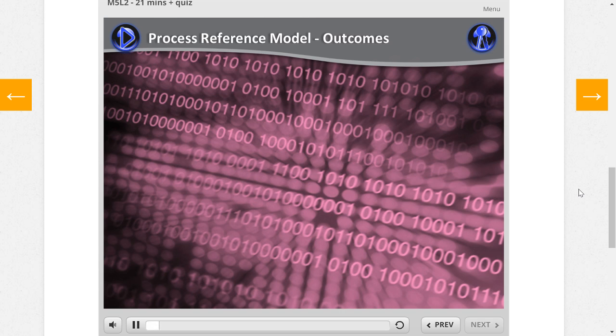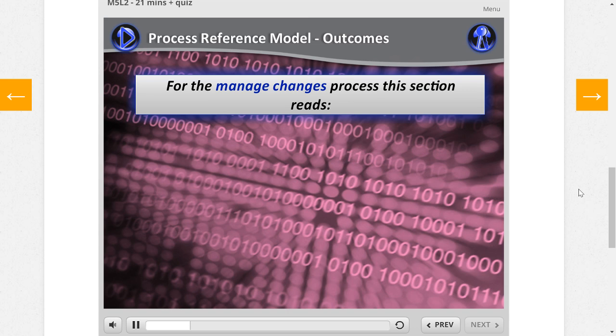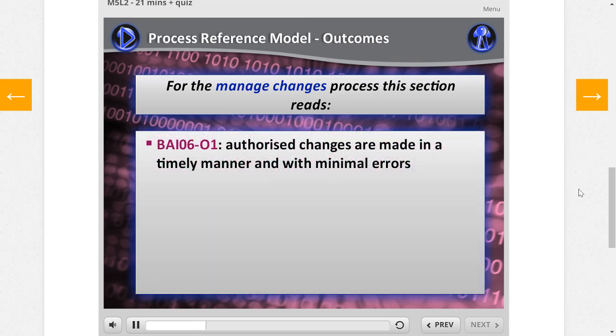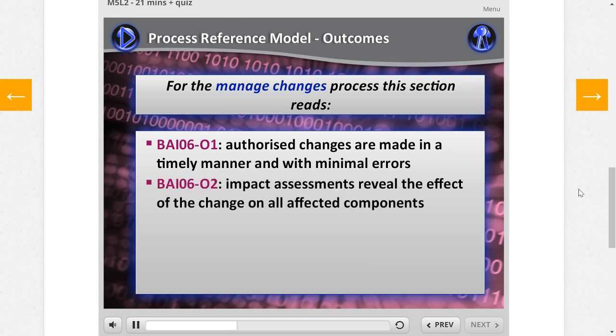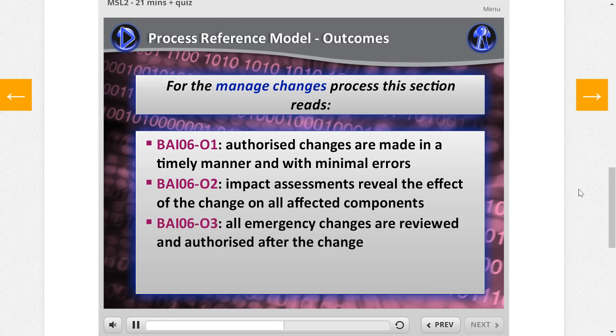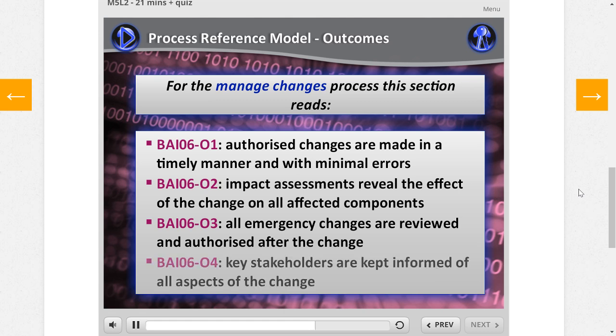The first section of the process reference model is outcomes. For the Manage Changes process, this section reads BAI 06-01. Authorized changes are made in a timely manner and with minimal errors. BAI 06-02. Impact assessments reveal the effect of the change on all affected components. BAI 06-03. All emergency changes are reviewed and authorized after the change. BAI 06-04. Key stakeholders are kept informed of all aspects of the change. These are the process goals documented in the Process Reference Guide. The only difference is that each one has been given an identifier.